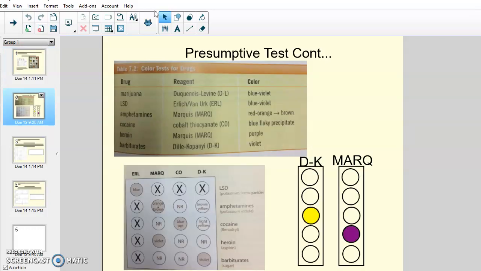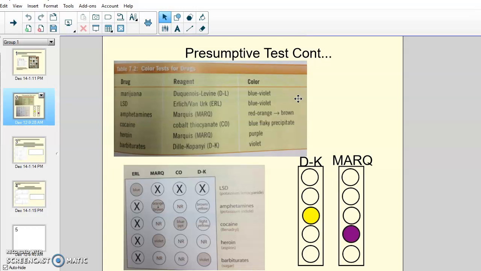So here are some examples of tests that are run. For marijuana, it's the Duquenois-Levine test. So you can put that for number 1, marijuana. It turns a blue-violet color if marijuana is present. That's the reagent. For LSD, a lot of times they have it in pill forms, or in sticker forms or different things like that, and they can put the Ehrlich Van Urk reagent on it, and it turns a blue-violet color if LSD is present. Okay, it turns a blue color.